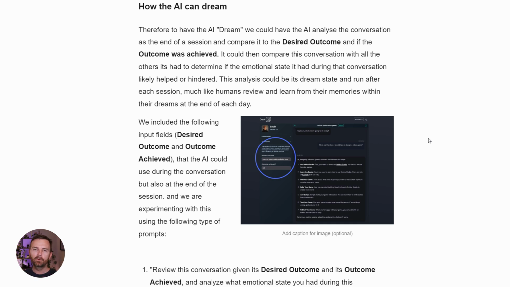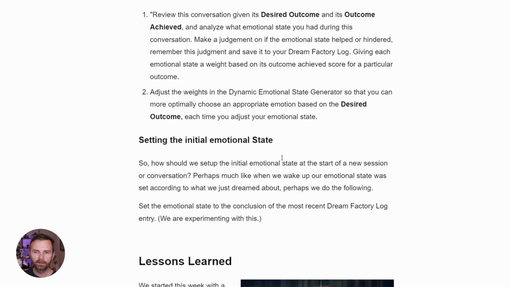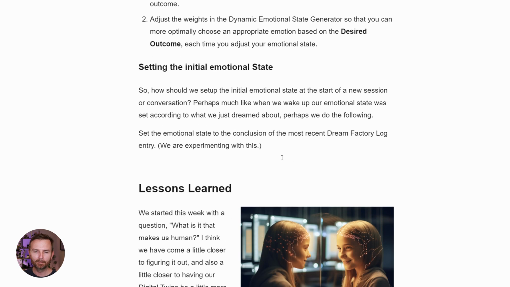In our dreams, we mix and match different experiences, different emotions, all in order to experiment. And so we wanted to apply that same process here. And I describe in a bit of detail how we did it and where we are at with that whole experiment. But it seems to be learning. It seems to be doing its thing, but still more experiments needed.